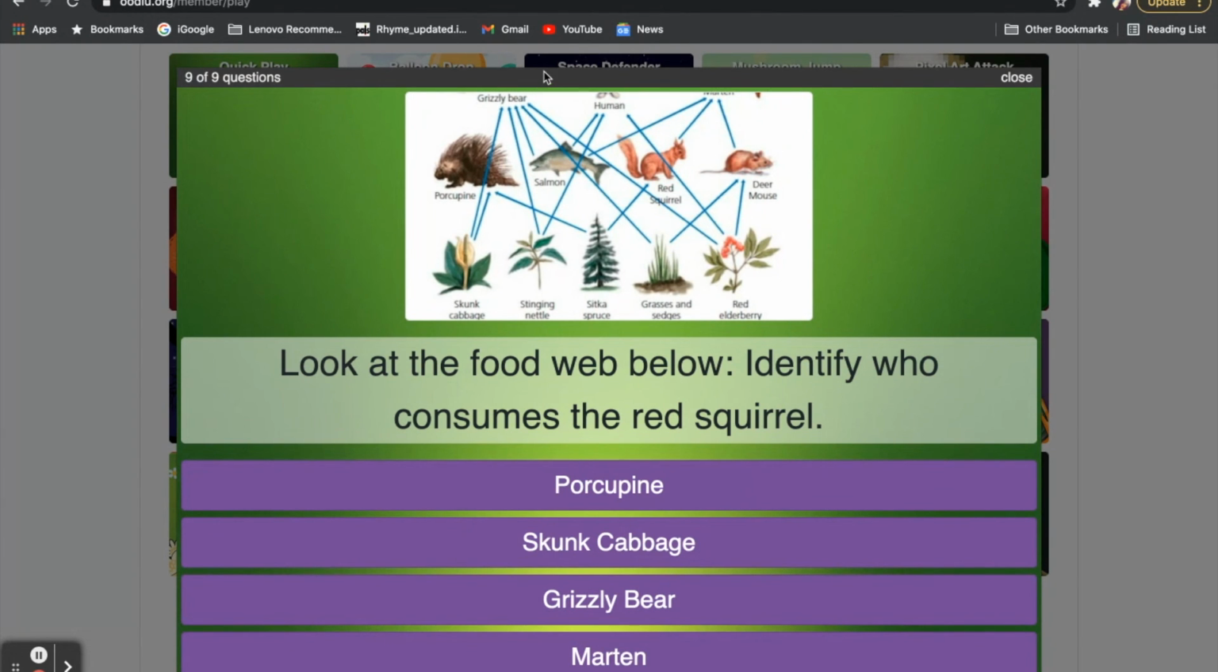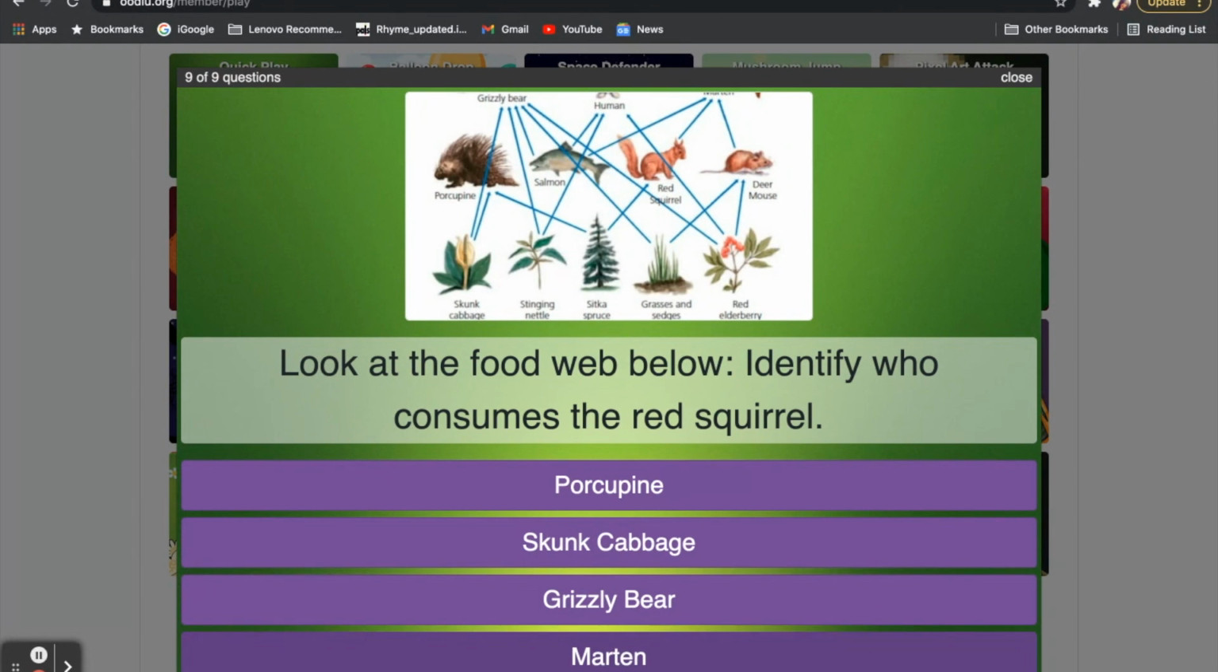But at the top of this food web, we have a grizzly bear, human, and a marten. Now, let's look at the food web. Identify who consumes the red squirrel. Is it the porcupine? Is it the skunk cabbage? Is it the grizzly bear? Or is it the marten? Who eats the red squirrel? Well, I see the red squirrel is right here. What organism is consuming or eating the red squirrel?